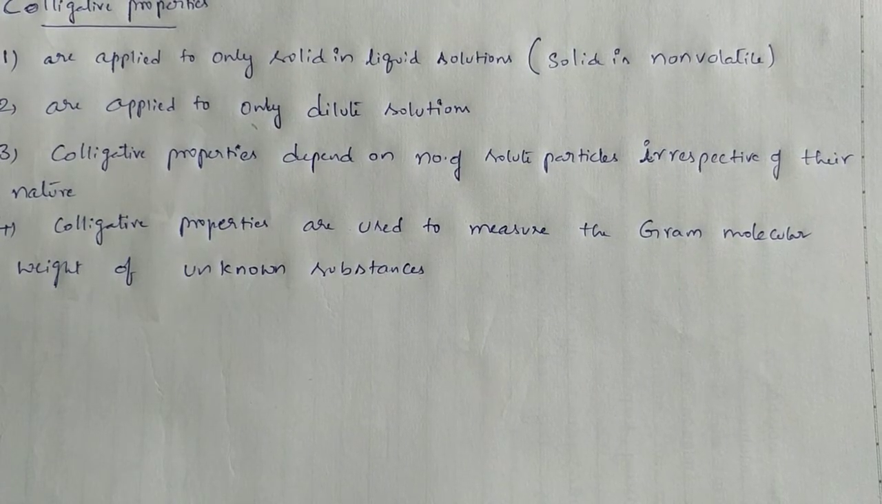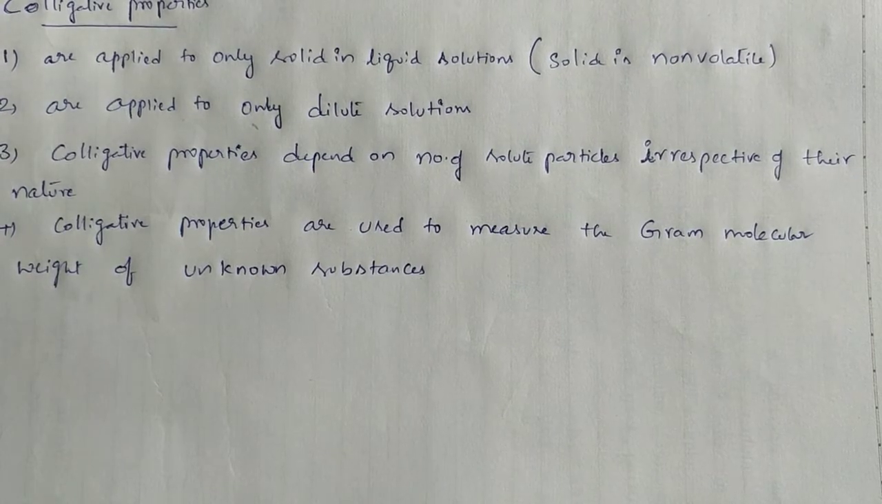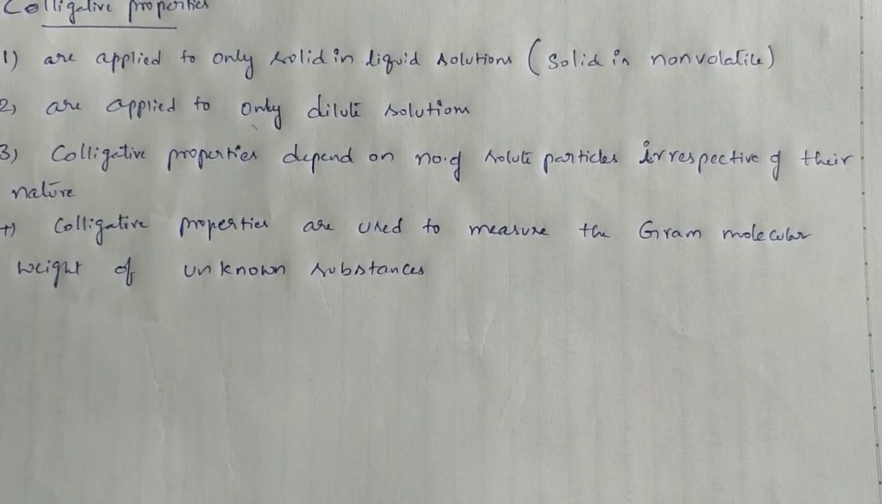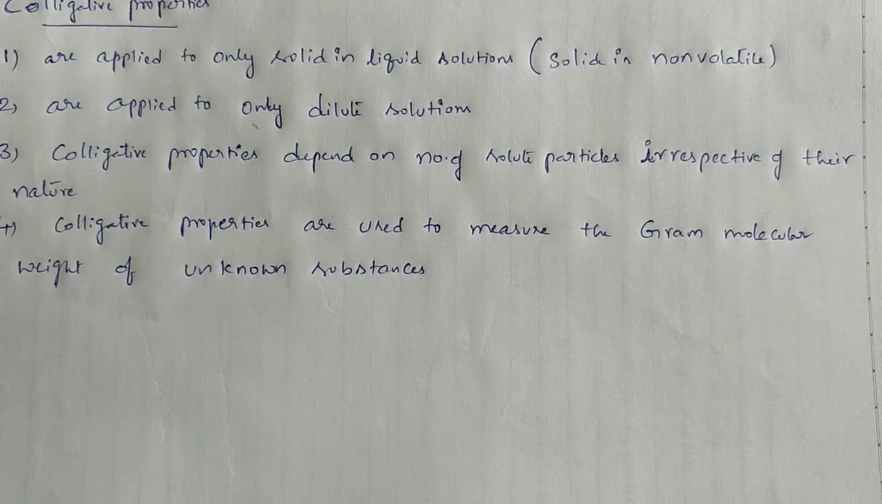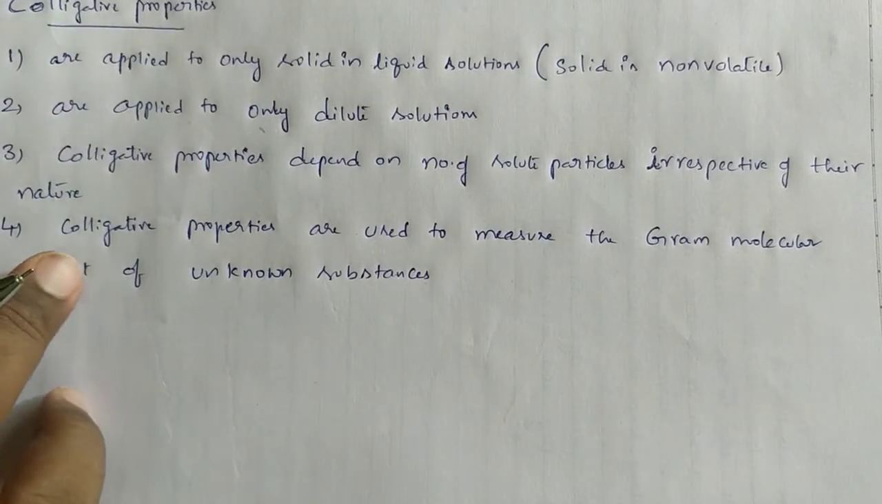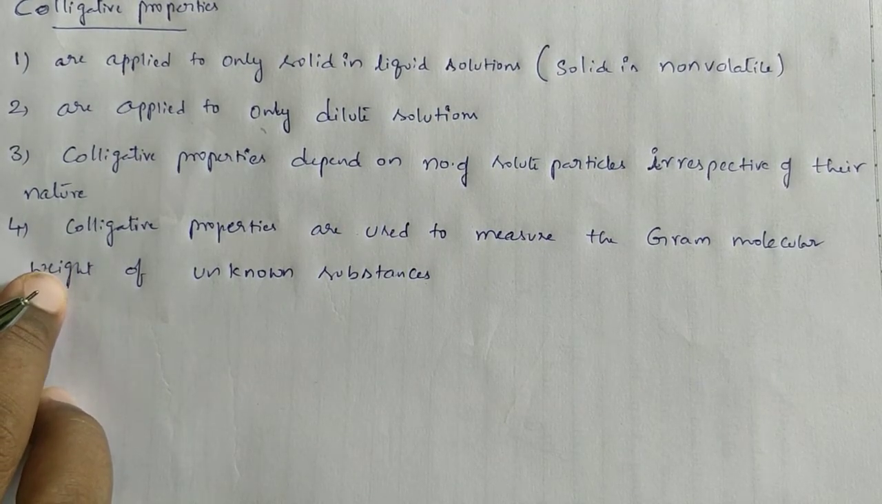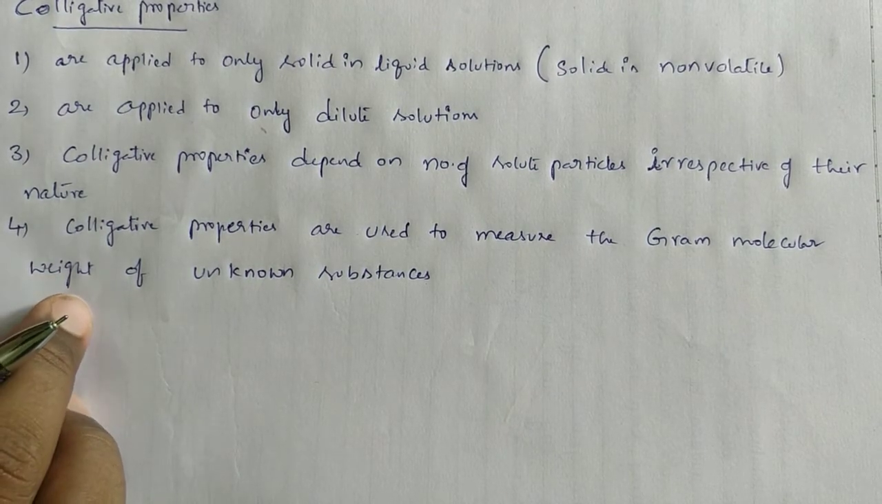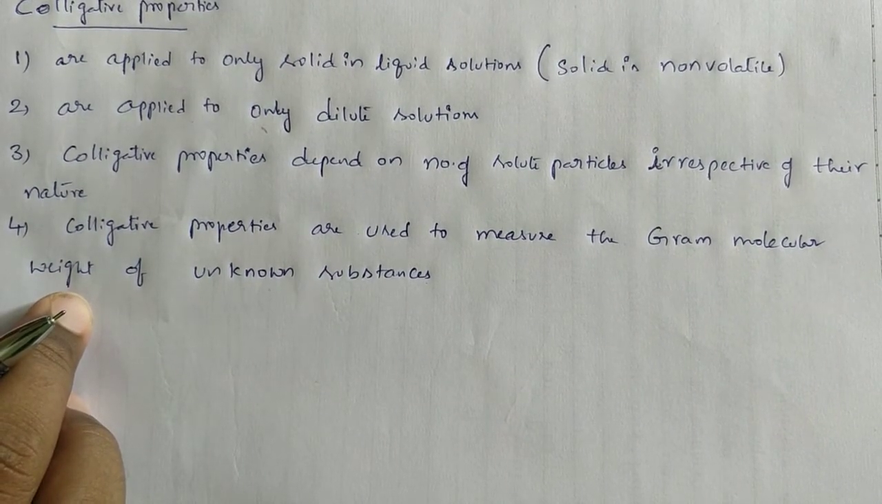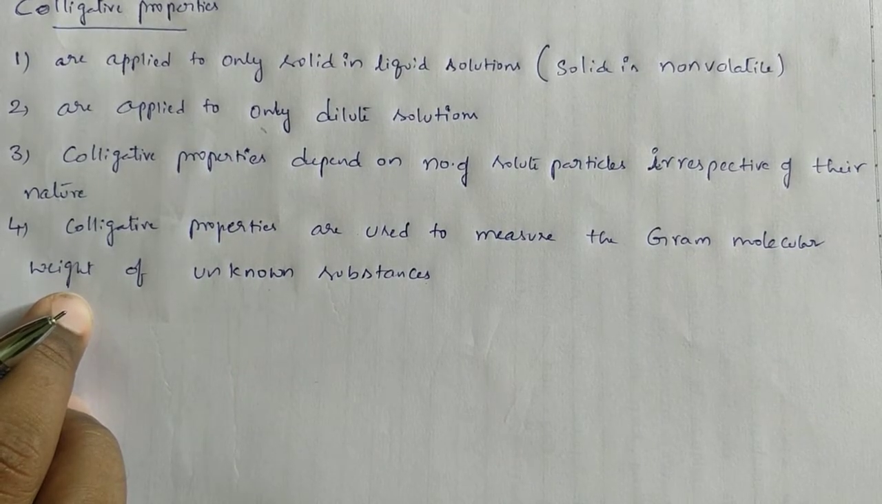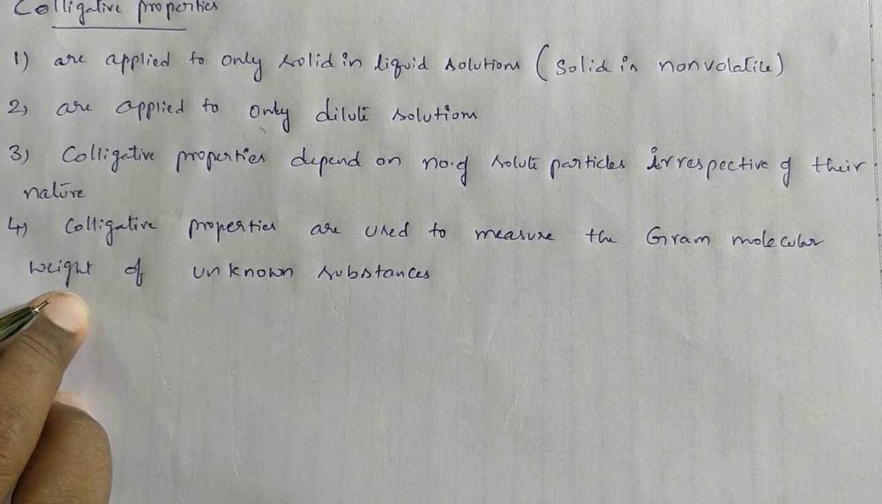Some unknown substances like polymers, very high complex structures, we don't know the formula. Without knowing the formula, we cannot calculate gram molecular weight. In those cases, these properties are useful to find the gram molecular weight of unknown substances. That is the meaning of this fourth point. Colligative properties are used to measure the gram molecular weight of unknown substances. Okay ma'am. These are the important points under colligative properties.